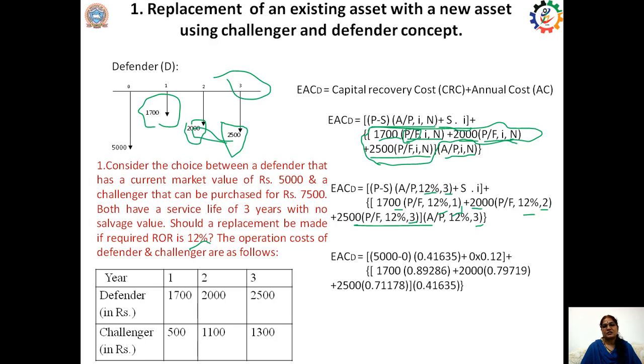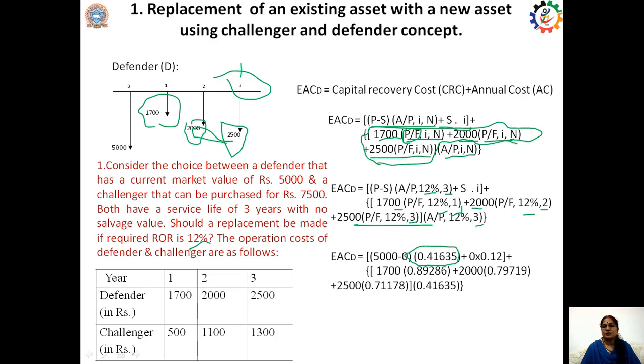So values are substituted. Luckily here salvage value is not there in the last year. It is not present, so it's understood, not there, so 0 is to be taken. P is 5000, and this is the factor value which you get from the interest table. You can just go to the 12% page, go to the third row where n is equal to 3, and under the A given P column you find this value.